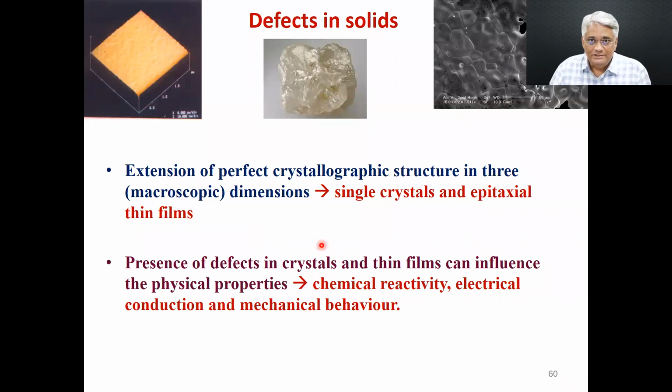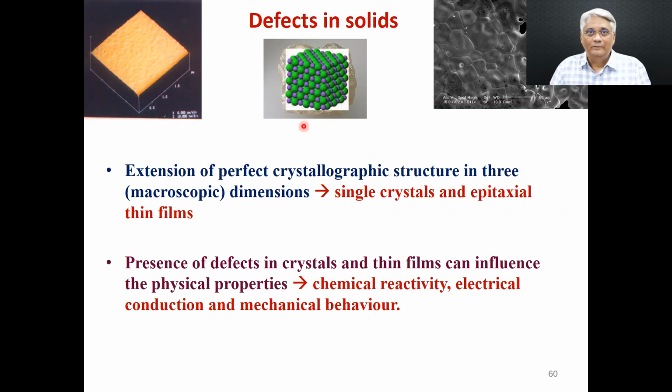So the presence of defects in crystals and thin films can influence physical properties, chemical reactivity, electrical conduction, mechanical behavior, and all kinds of physical behaviors are affected. So that's why we want to get materials in highly crystalline thin film form or single crystal form itself. You see, when I call it a single crystal, all the atoms in the entire volume should have perfect periodicity from one end to the other. Same is the case there, right? So, single crystalline thin film.